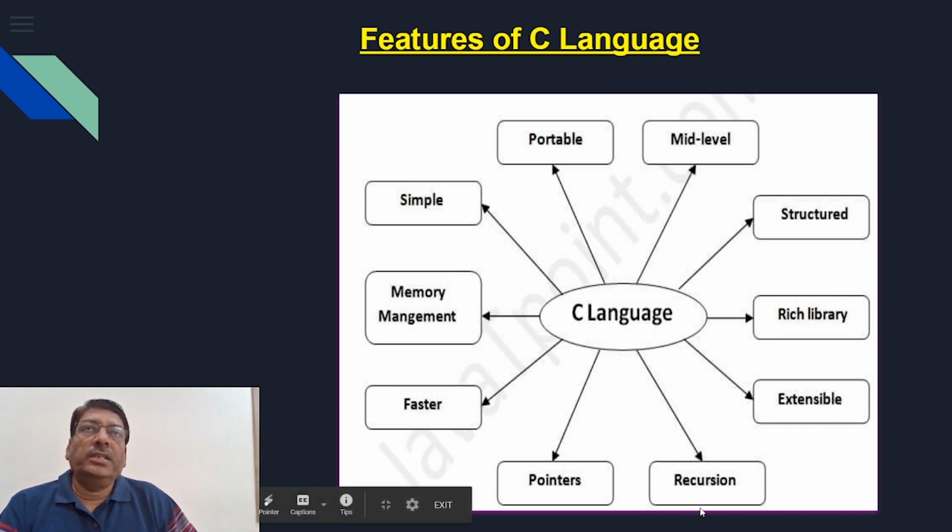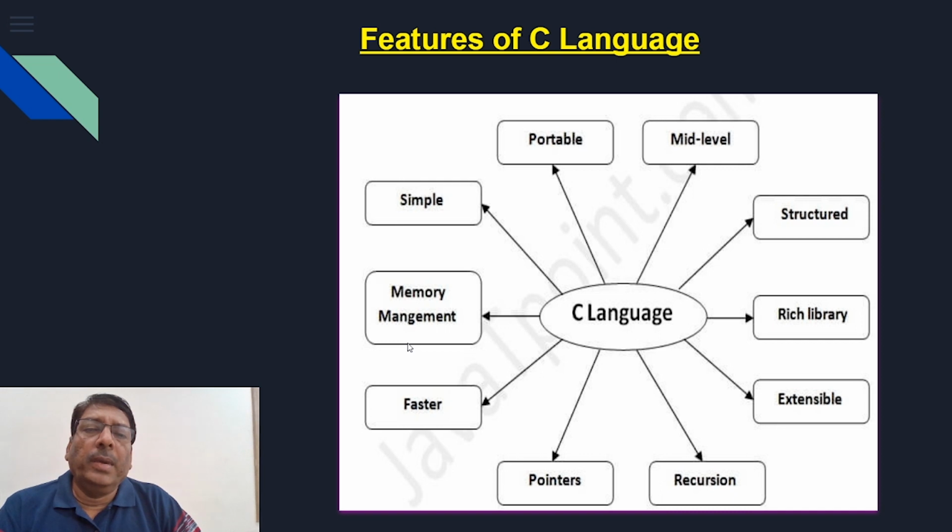C provides us a facility called recursion. In C, we can make use of the concept of pointers, and a C program runs faster than in any other language, followed by C also providing something called memory management. Let's understand one by one what exactly we mean by these terms.